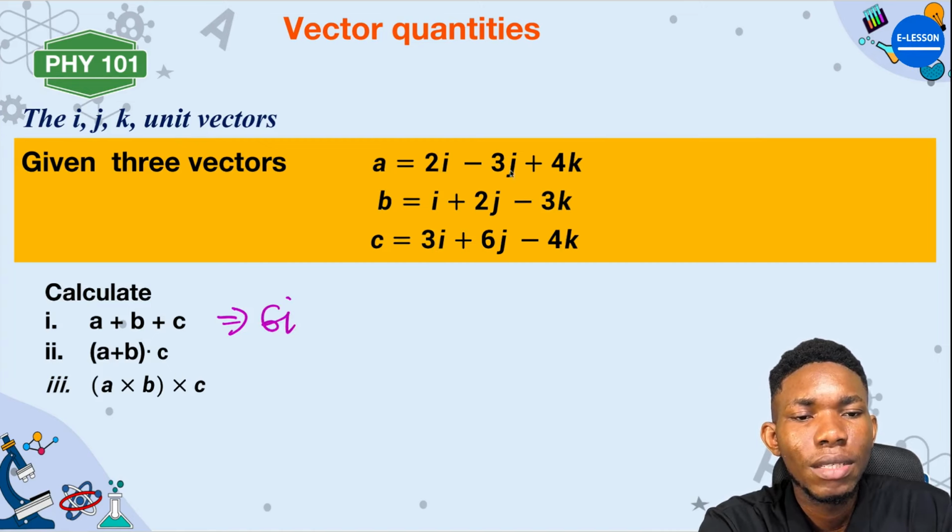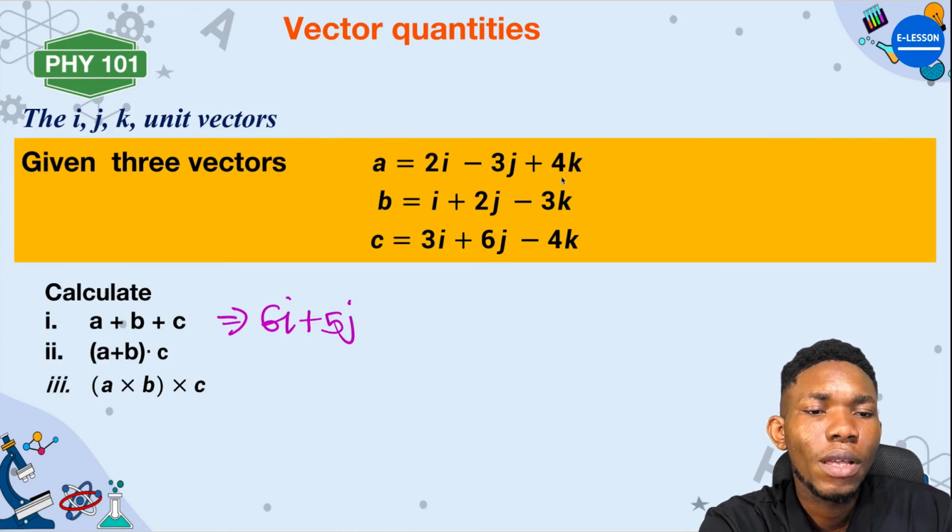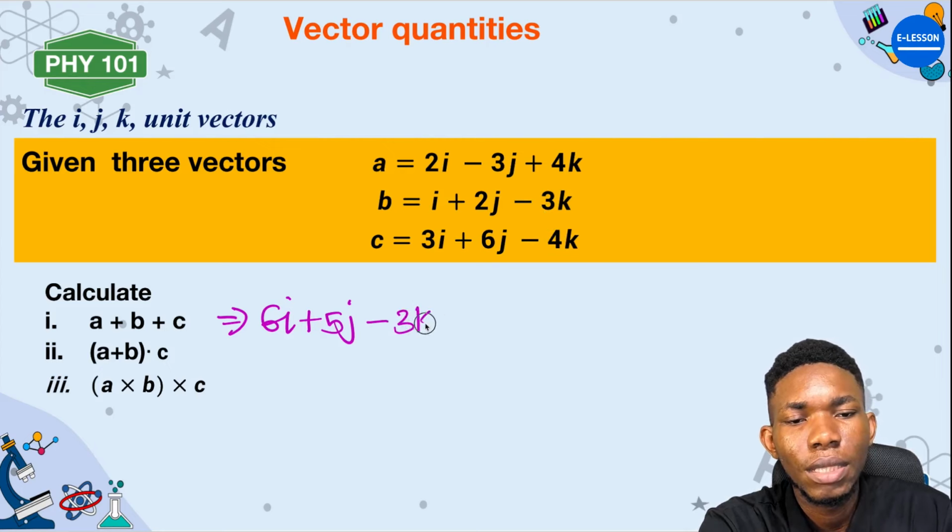6i. Minus 3j plus 2j will give us minus j. Minus j plus 6j will give us what? 5j. Then we'll have 4k minus 3k, that will give us 1k. Then 1k minus 4k will give us what? Minus 3k. So that will be our A plus B plus C.